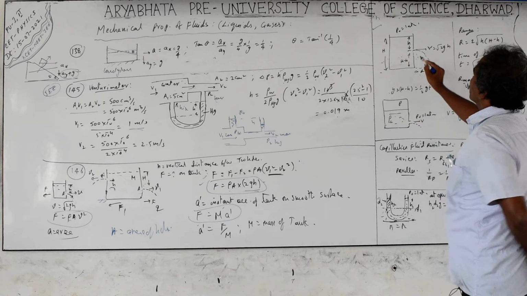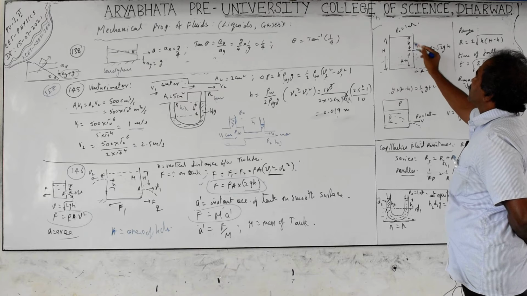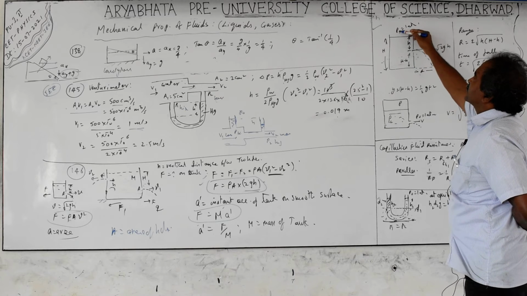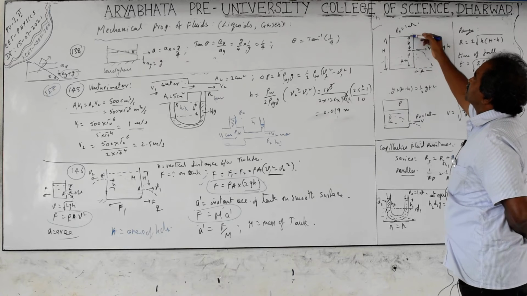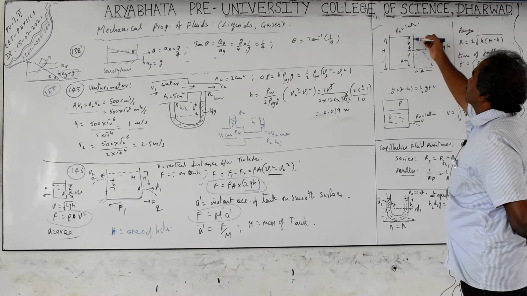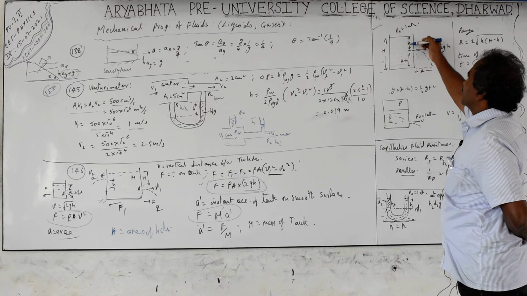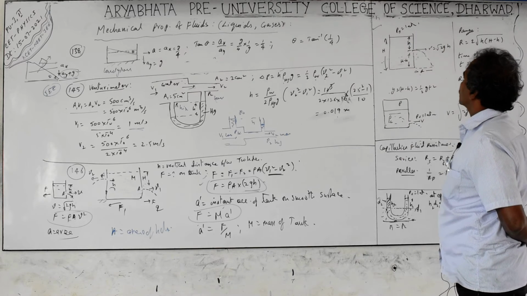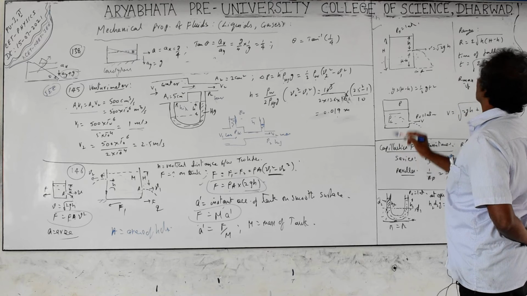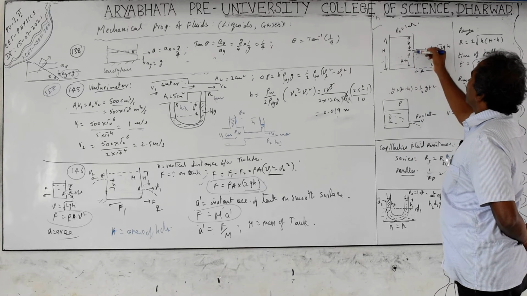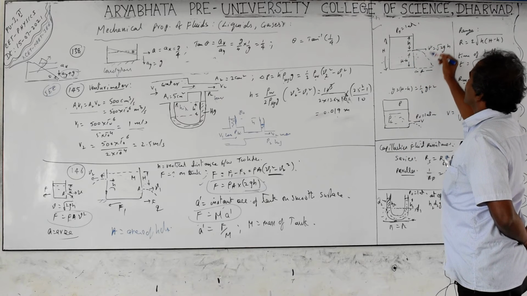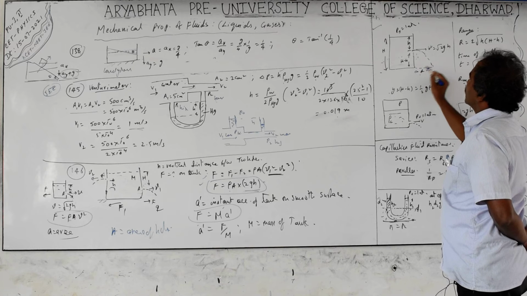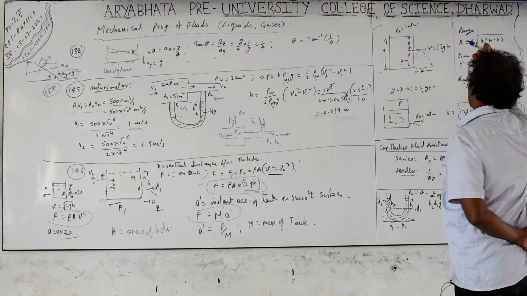A tank is there with a hole at a depth h from the liquid surface. Outside, the pressure is atmospheric. This hρg is called the pressure head of the liquid due to the water height. The pressure is equal to h into rho into g, where rho is the density of the liquid we are taking. At depth h the velocity is root of 2gh. They will ask you the range, and they will also ask what the maximum range is.